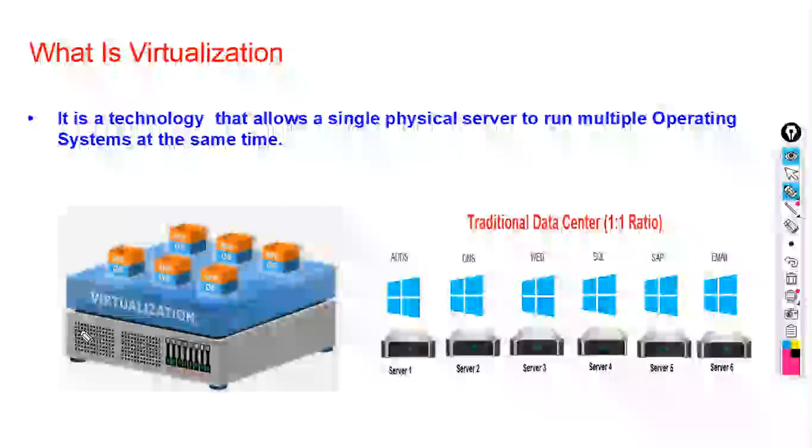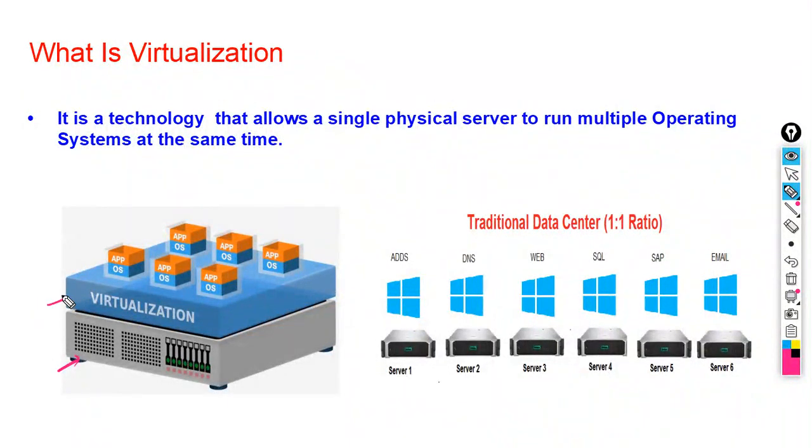But with virtualization, you take the physical server, then you have the virtualization software. On top of this virtualization software, you create multiple virtual machines. In this example, 6 virtual machines are created: 1, 2, 3, 4, 5, 6. What is a virtual machine here? A virtual machine is a software computer. It will act like a physical machine. So we have 6 virtual machines.